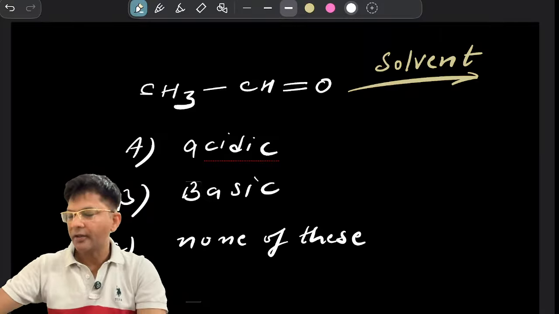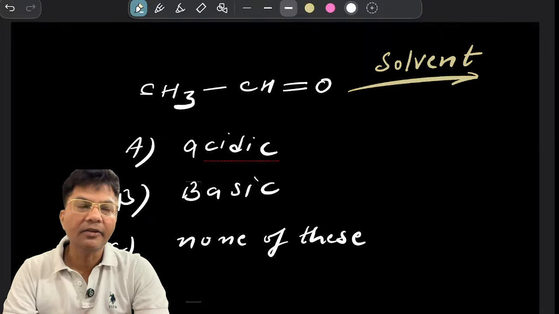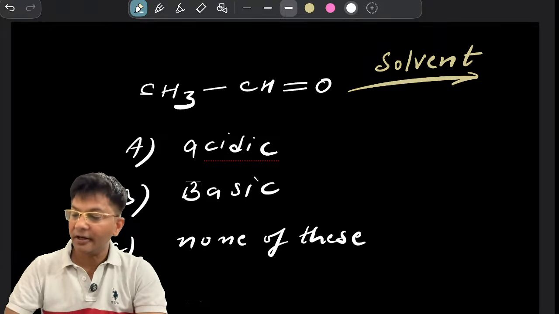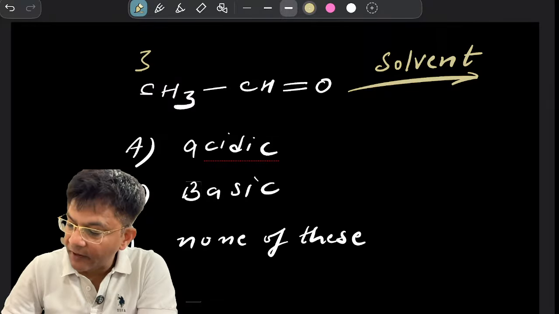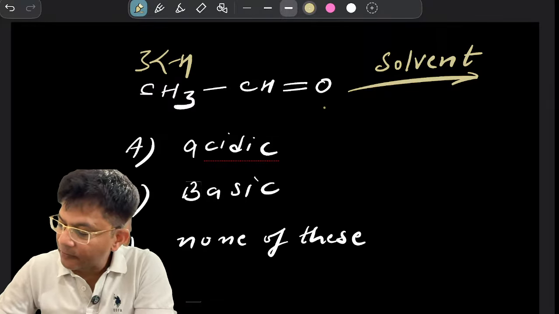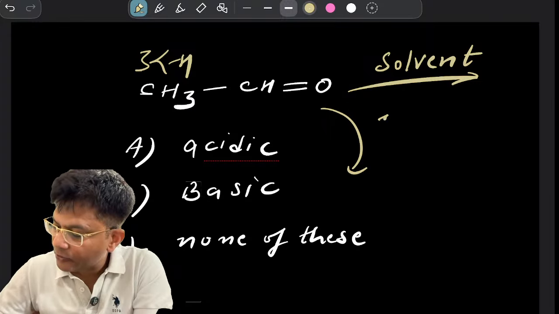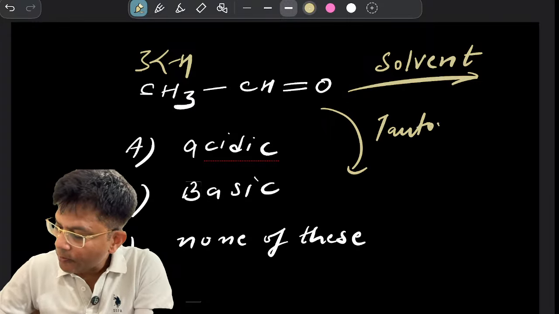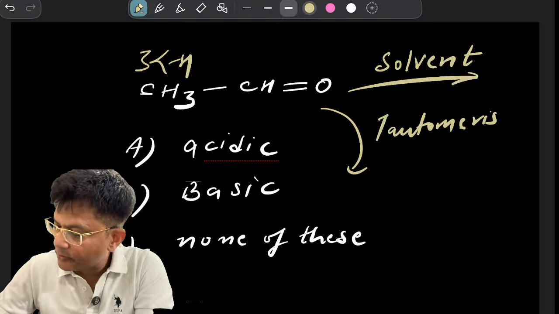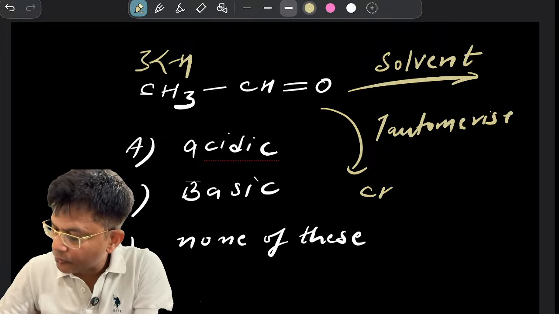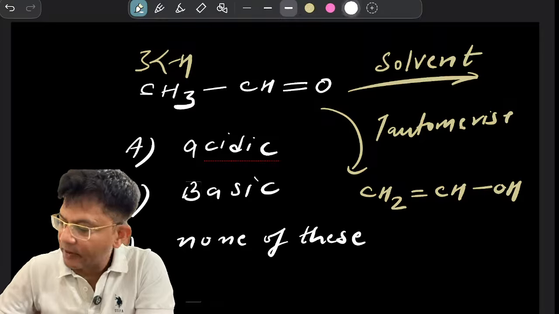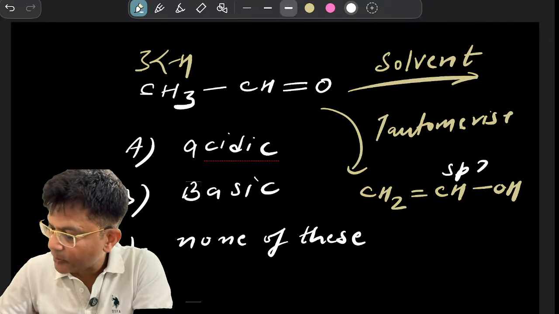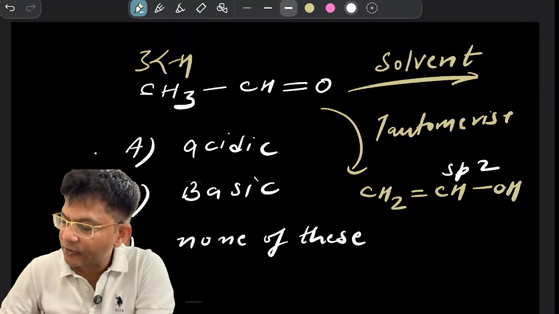Do let me know what's your answer. Your acetaldehyde is acidic. Very good, Kareem, because it has alpha hydrogens, 3 alpha hydrogen atoms, and it will undergo tautomerization. So you will get CH2 double bond CHOH, and you see that this OH is attached on an sp2 hybridized carbon. So your answer is acidic.